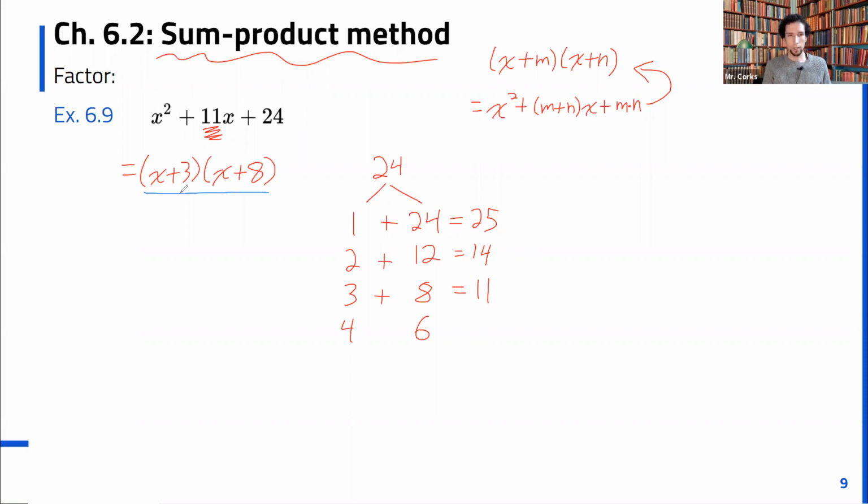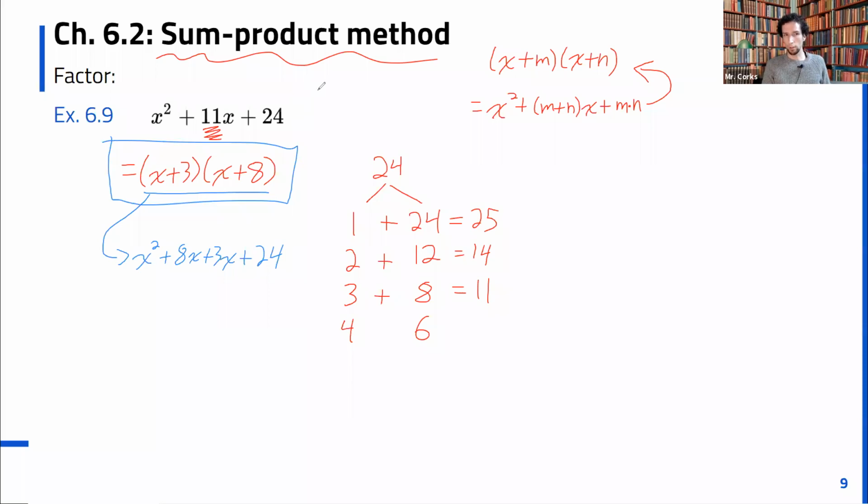So if we're going to check this, and it's a good idea to check if you haven't done a lot of these, multiply the things out and see what we get. If we expand this, we would get x squared, and then x times 8 plus 3 times x. Let's write it this way: 8x plus 3x, so that's 11x. That works. And then 3 times 8, 24. So we got it right. We found the two factors and we have separated them out.